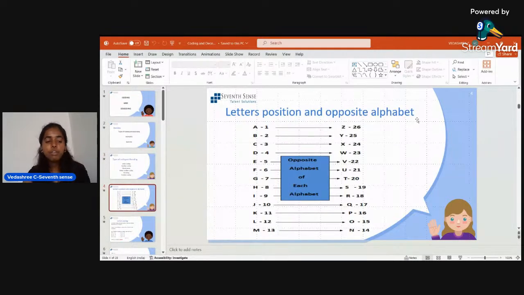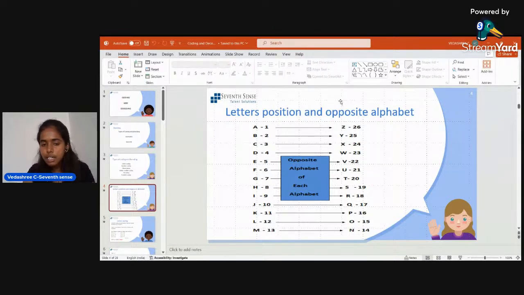Before moving to coding or decoding, we first need to know the letter position and also the opposite letter. So if you get any question based on coding and decoding, first write this down on any rough sheet. First write down A to Z, the letter positions and also the opposite letters. So here from A to M, we'll write the numbers from 1 to 13. These are the letter positions.